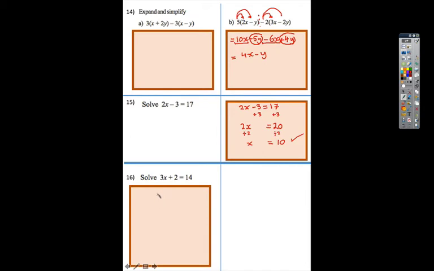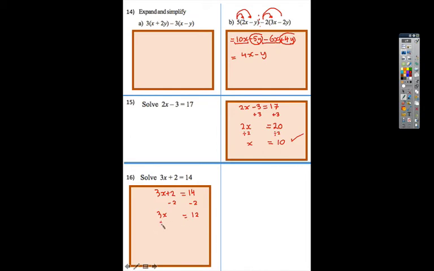For this question, I'm going to rewrite it again. So 3x plus 2 equals 14. And remember, we need to do the inverse, so we need to take away 2 to balance it out. Take away 2 on this side as well. Plus 2 take away 2 simplifies to nothing, and all we're left with on this side of the equation is just 3x. That's equal to 12. 14 take away 2 is 12.